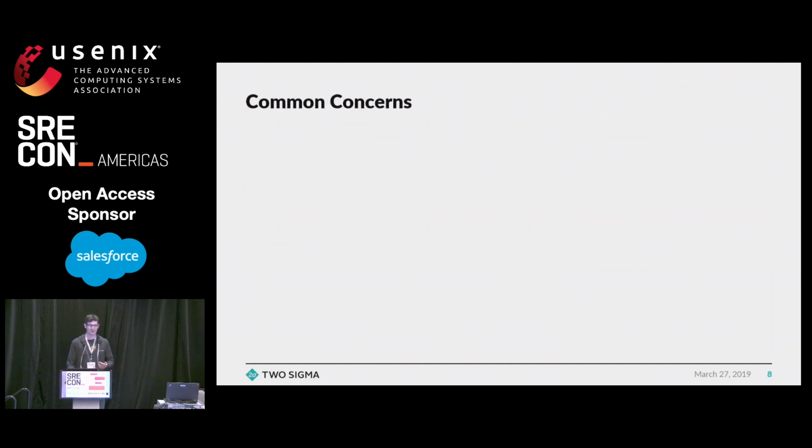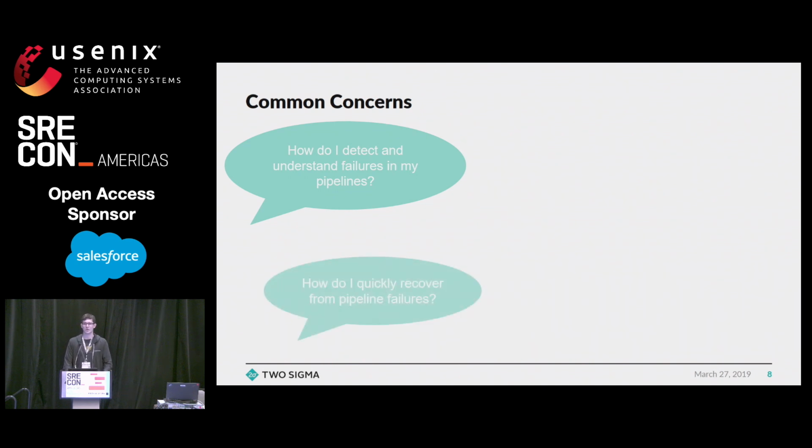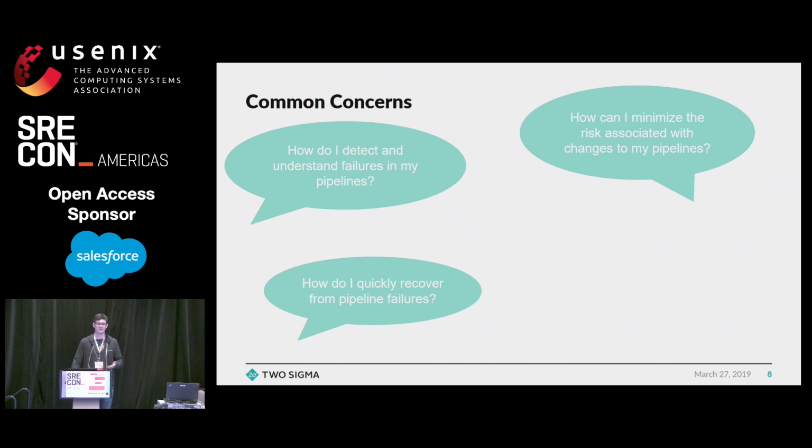So what are some of the common concerns that operators of data pipelines have? Well, we're always concerned about how to understand and detect failures in our pipelines. We want to know how to recover from those failures. We want to know how to make updates to our pipeline while minimizing the risk associated with those updates. We know pipelines aren't static things. Data changes, as well as means of transforming that data. There are going to be changes to the pipelines we deploy to production.